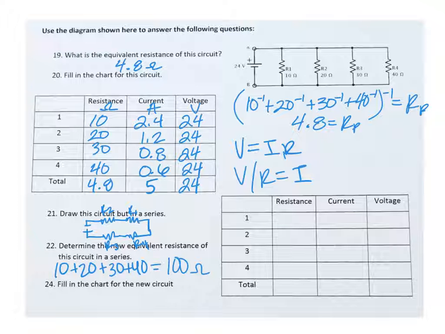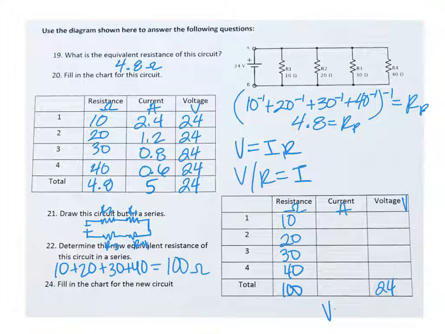Next up for 24, we want to fill in this chart, so we'll go ahead and fill in our resistances. They're the same as before for each resistor, and our new equivalent we found was 100, and all of this again is in ohms, current is in amps, and voltage is in volts. And your overall voltage does remain the same. However, our voltage is going to be different on each resistor because in a series circuit, your current stays the same. So we need to go ahead and find our overall current for our circuit.